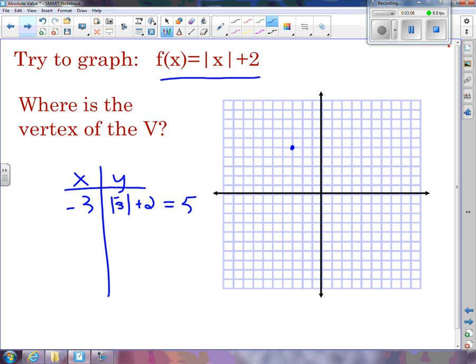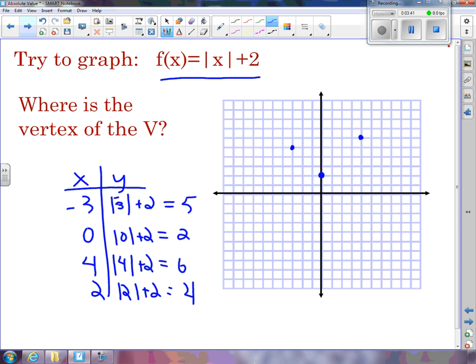Now let's plug in another point. Let's plug in 0. If I plug in 0, I get the absolute value of 0 plus 2, which is 2. So I have the point 0, 2 on my graph. Now let's plug in, I don't know, 4. If I plug in 4, I get the absolute value of 4 plus 2, which is 6. So the point 4, 6. It's still going to be a V graph. If you're still unsure of what this looks like, just plug in another number. Let's say 2. The absolute value of 2 plus 2 is 4. So I have the point 2, 4.